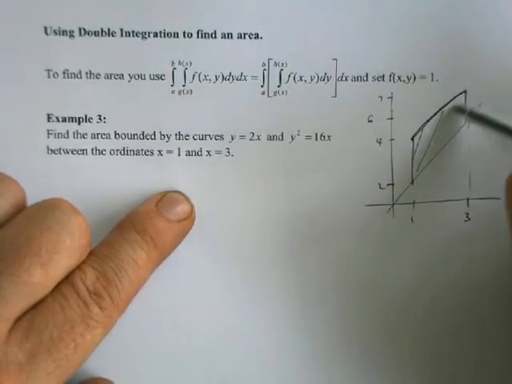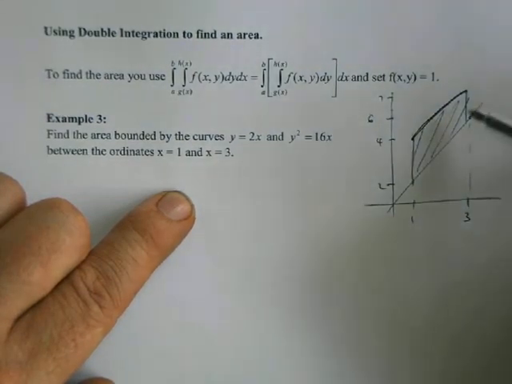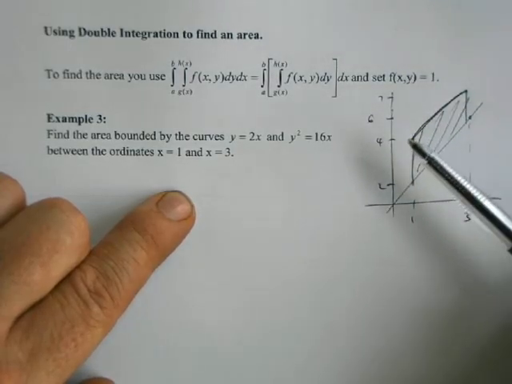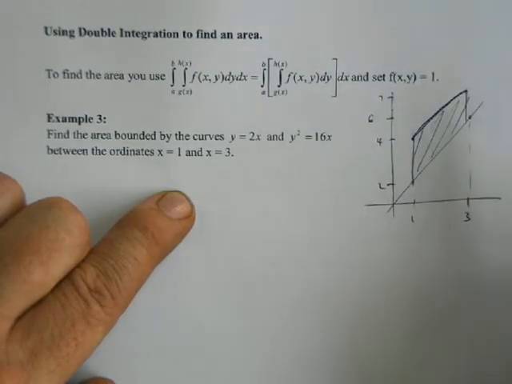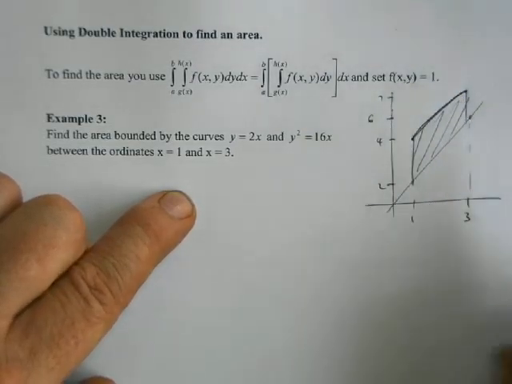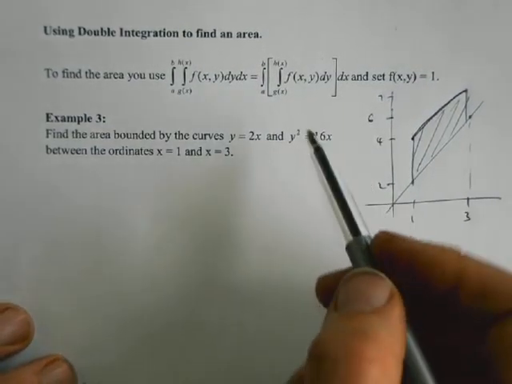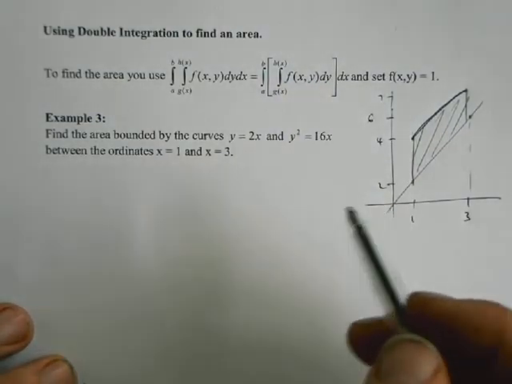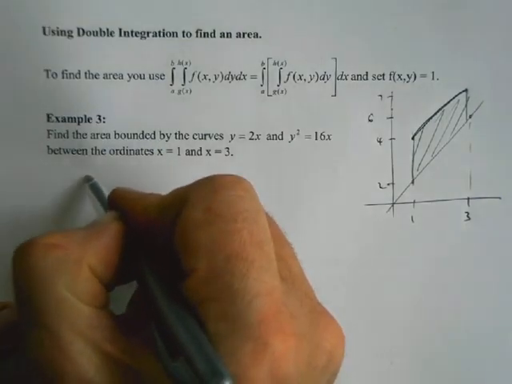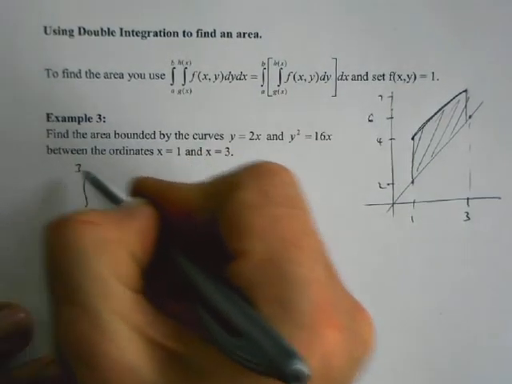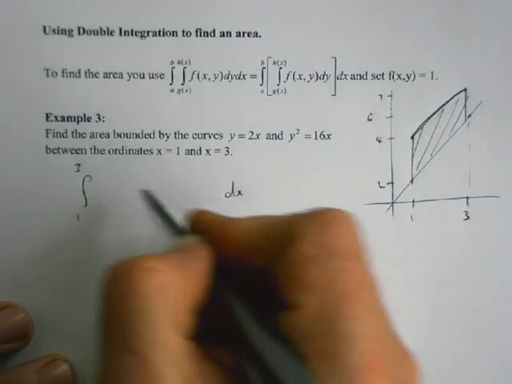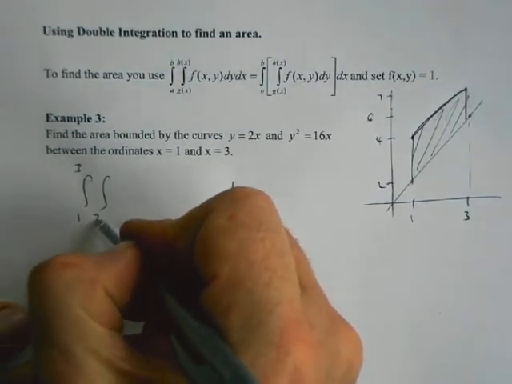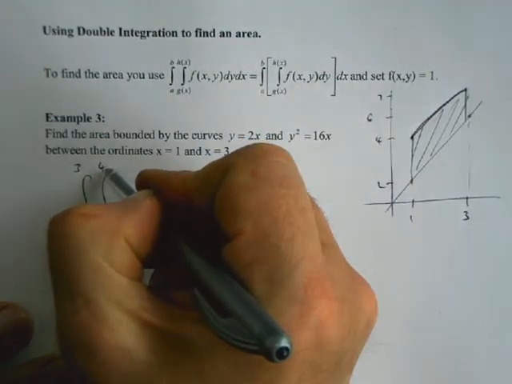Okay, if we lay a surface over that of height 1, then that area will be equal to the volume, which is made by a surface of height 1 directly laid over that. So if we let our function be just equal to 1, then that area is the same as the volume. So in this case, x goes from 1 to 3, and that'll be dx out the end of the whole thing. And y is going from 2x up to y equals 4 root x.